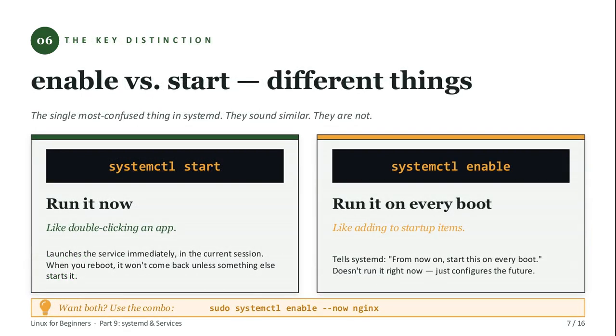Now here's the single most confusing thing in systemd, and I want to save you hours of frustration. Start and enable sound similar, but they do completely different things. Start is like double-clicking an app. It launches the service right now, but if you reboot, it's gone. Enable is like adding something to your startup items. It tells systemd to launch the service on every future boot, but it doesn't actually start it today. And when you want both, which is most of the time, just chain them together with enable --now.